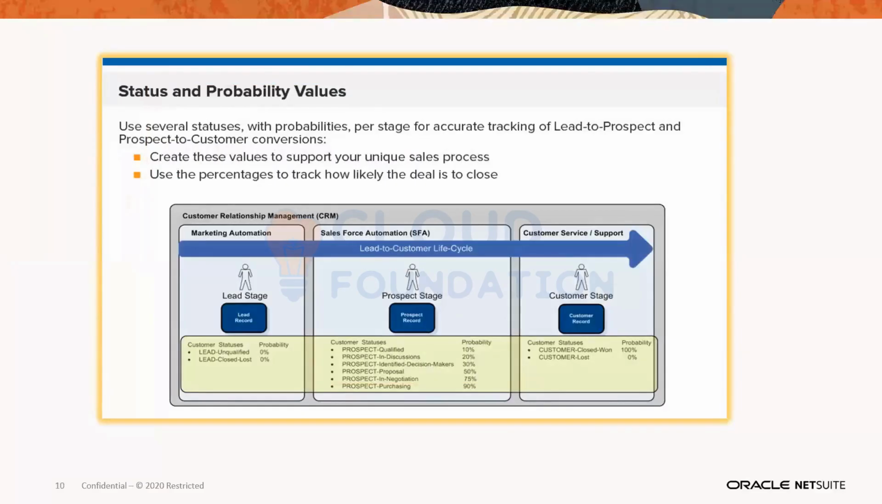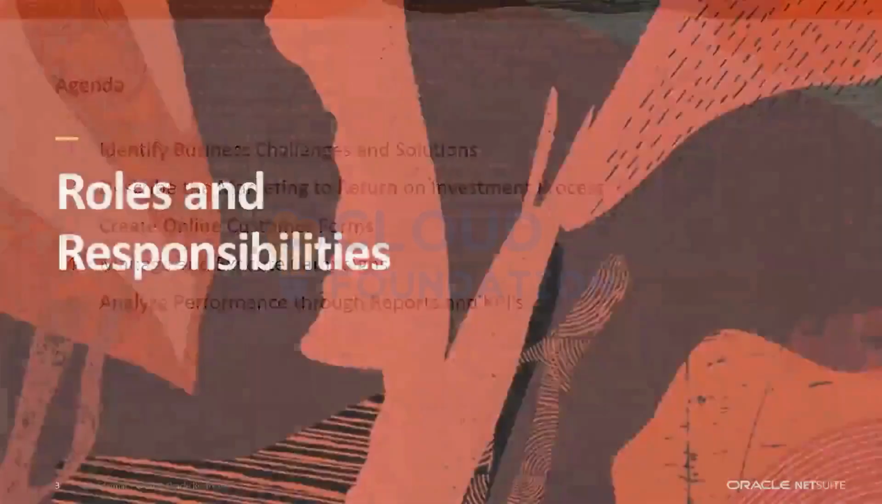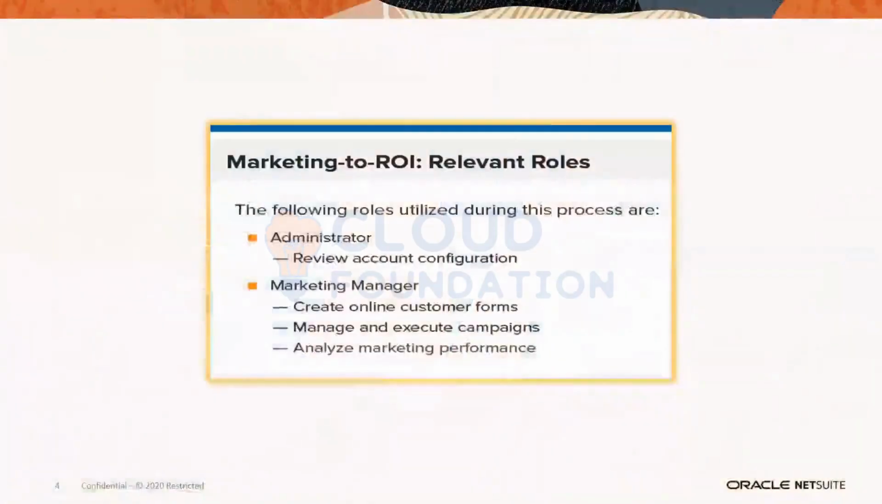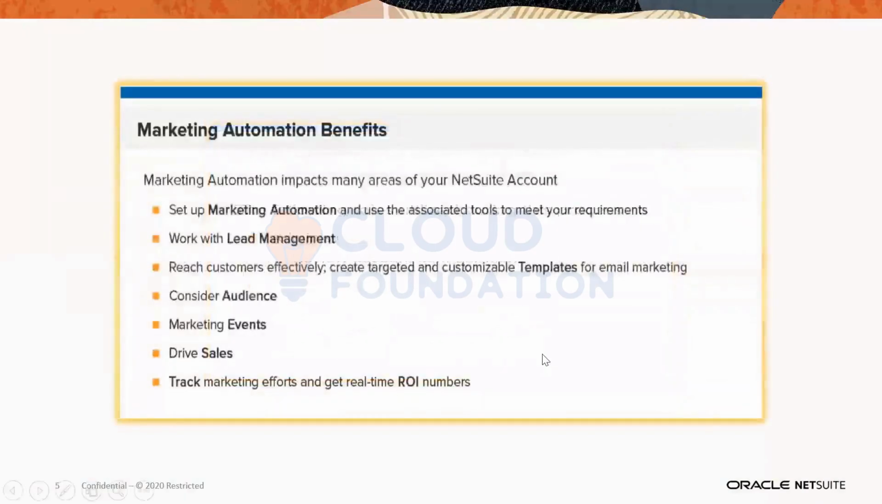So these are the different probabilities. When you have a lead stage, it could be 0% unqualified prospect, qualified is 10%, in discussions is 20%, decision makers 30%, and so on and so forth. So you have roles and responsibilities of the marketing guy. It could be marketing to ROI. Relevant roles like administrator, create online forms, manage and execute campaigns, analyze marketing performance. All these things I have already shown you.